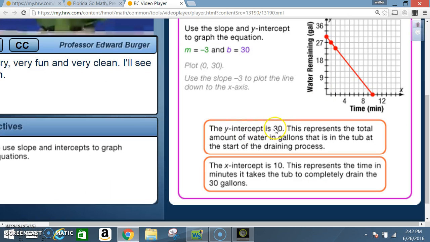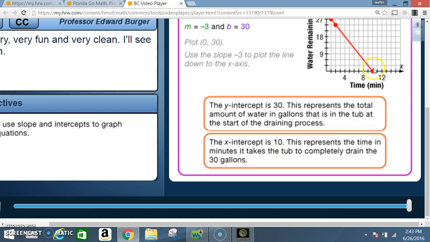All right, now the y-intercept 30 tells you there were 30 gallons at a time of 0. That's at the very beginning. All right, and the x-intercept 10 tells you it takes 10 minutes for the tub to completely drain to 0.